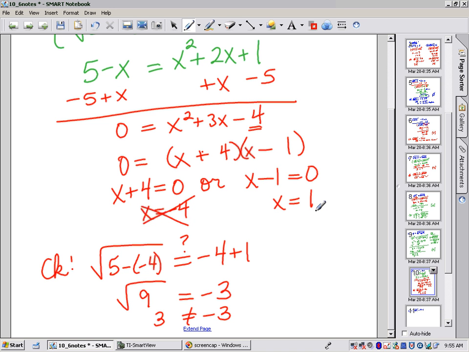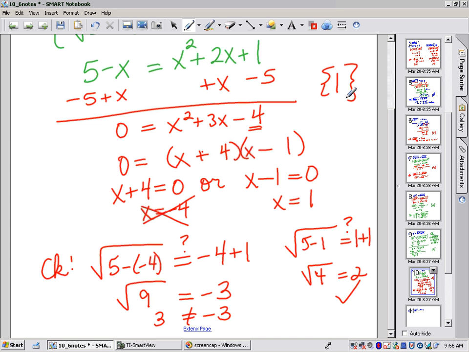Okay. What about x equals 1? If I plug in 5 minus 1, does that equal 1 plus 1? That's the square root of 4, which does equal 2. So that checks. So the only solution to this equation is the value 1.